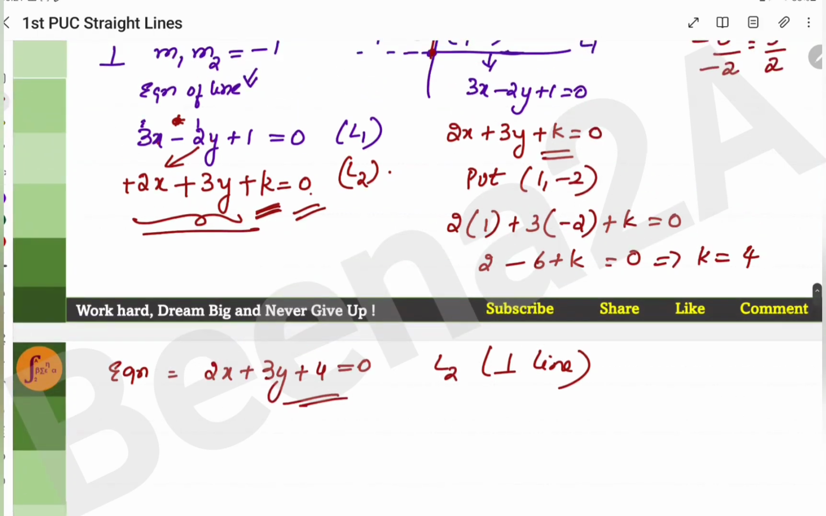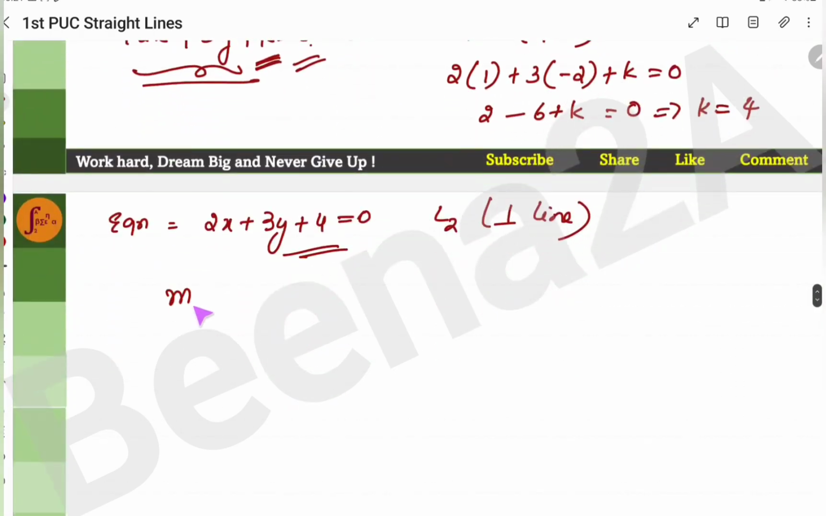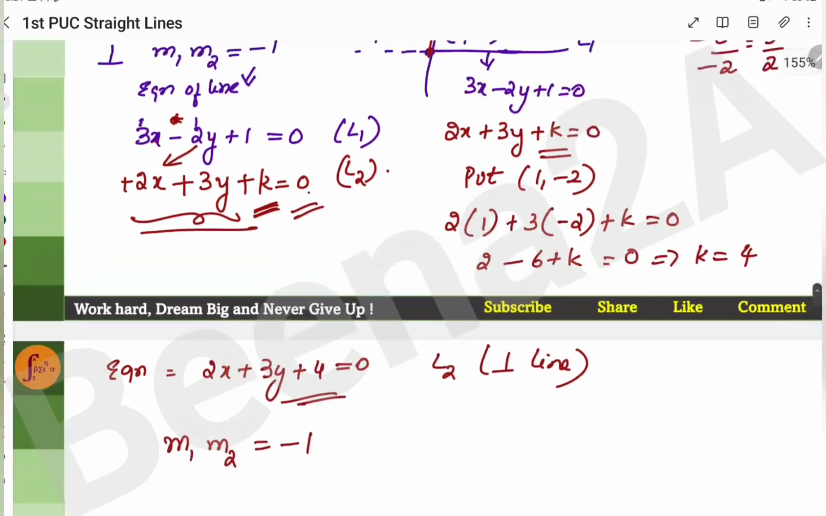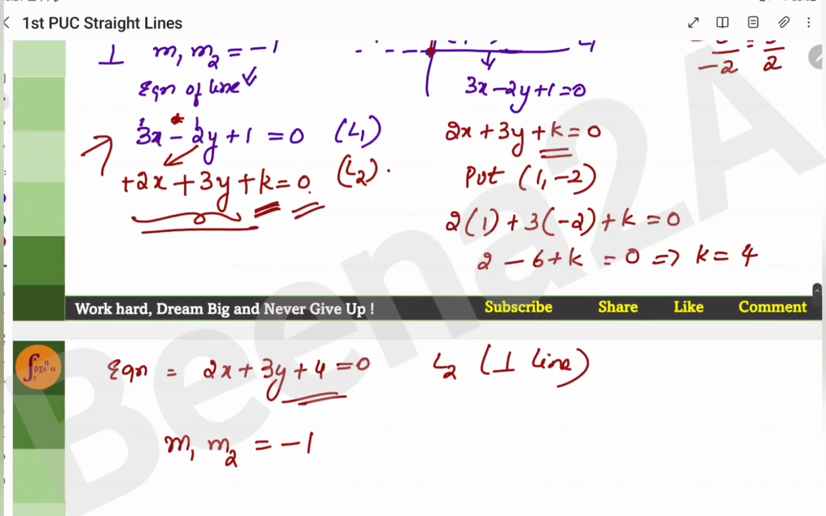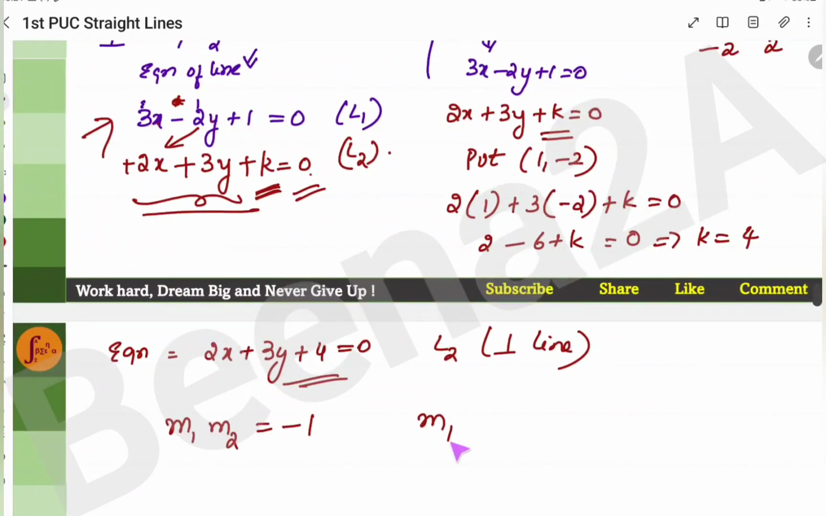Now you can verify also, right? What is the condition for perpendicular lines? The product of the slopes should be equal to -1. Now you take the slope of this line, right? What is the slope of L1? It is minus a by b. What do we have instead of a? a is 3, so minus 3. What do you have instead of b? Minus 2. Nothing but 3 by 2.